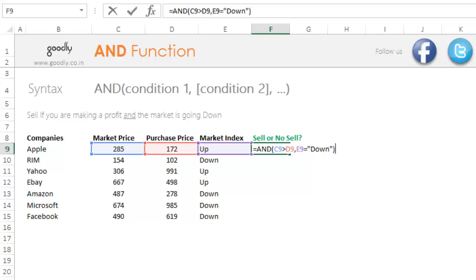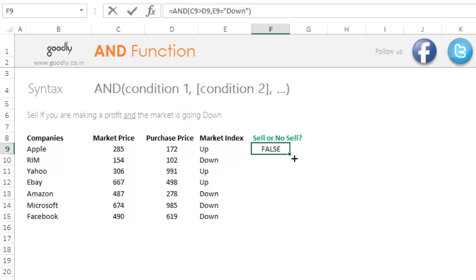Now what the AND function is going to give me is either a true or a false. So when I press enter, I can see that although I am making a profit, the market price is more than the purchase price, the market is not going down. So this is going to give me a false, because one condition is true and the other one is false.